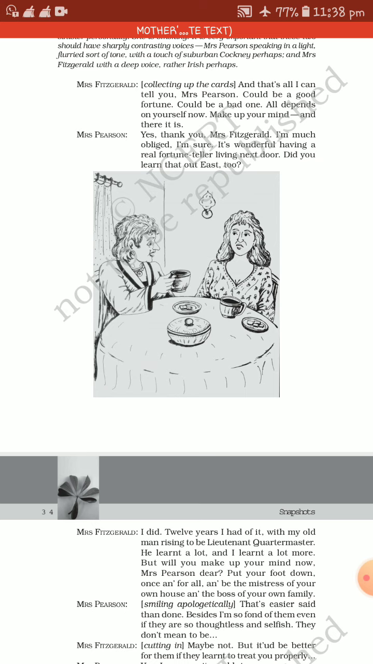And that's all I can tell you, Mrs. Pearson. Could be a good fortune, could be a bad one. All depends on yourself now. Make up your mind, and there it is.